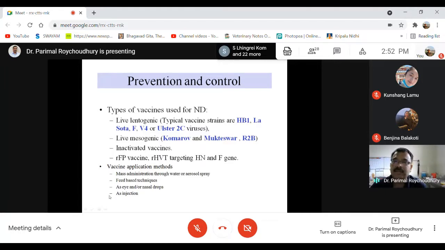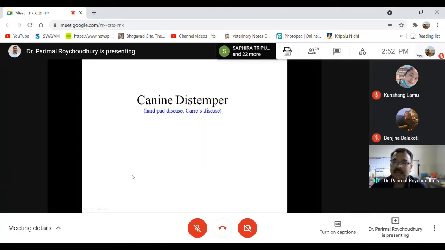So likewise, taking care, we can control these infections by proper vaccinations and other zoosanitary measures, more particularly controlling the entry of wild birds into commercial poultry. We must control it to get rid of outbreaks of Newcastle disease.